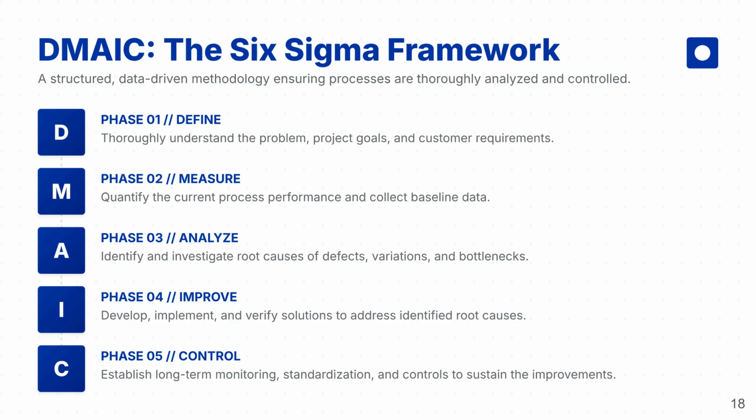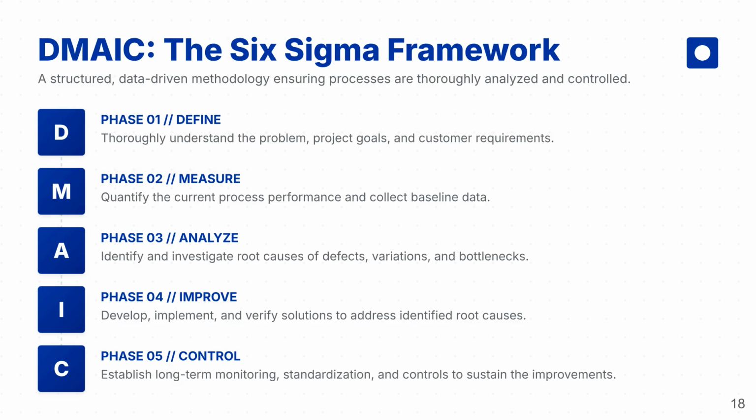The second phase is measure. Here, teams collect data to understand how the current process is performing. Instead of relying on opinions, they measure important indicators, such as processing time, defect rates, or customer complaints. This creates a reliable baseline for comparison. The third phase is analyze. The collected data is carefully examined to identify the root causes of defects, delays, or process variations.